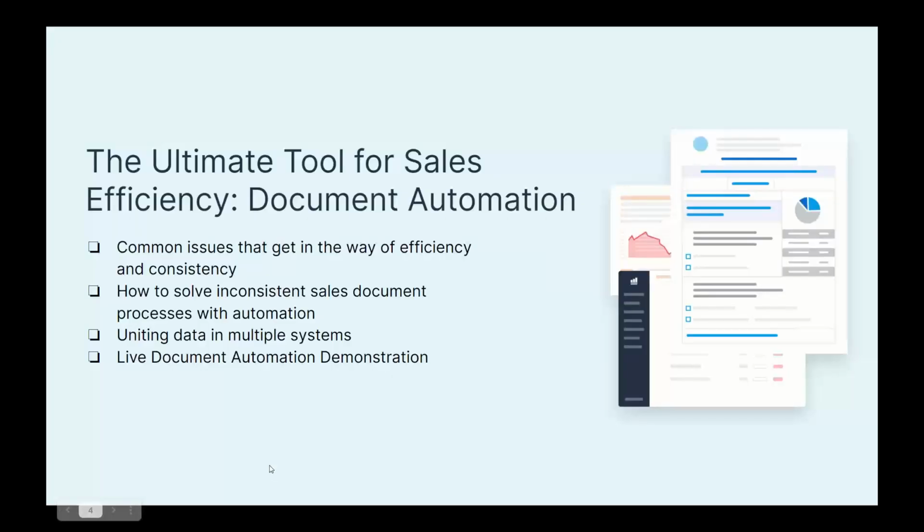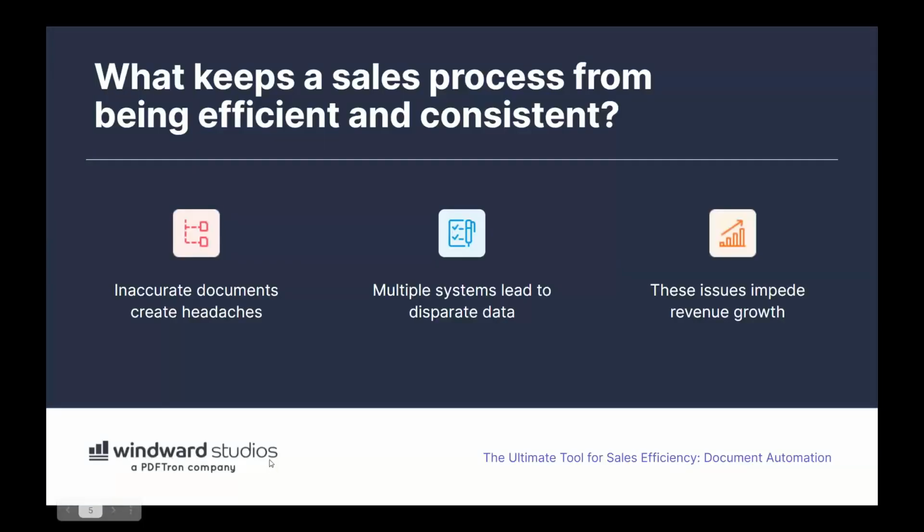So some topics that we're going to talk about today include some common issues that get in the way of efficiency and consistency, how to solve inconsistent sales document processes with automation, and uniting data in multiple systems. We're going to highlight these topics utilizing a live document automation demonstration for you as well. So with that, I'm going to hand it over to Adam.